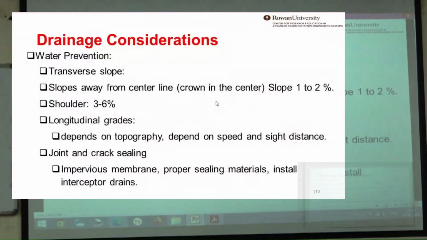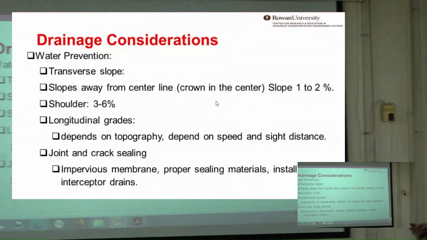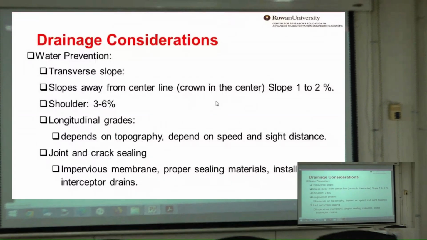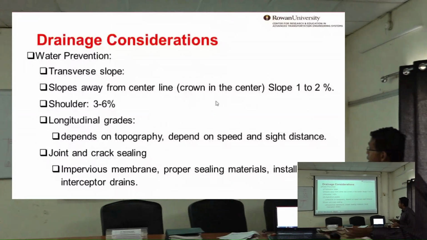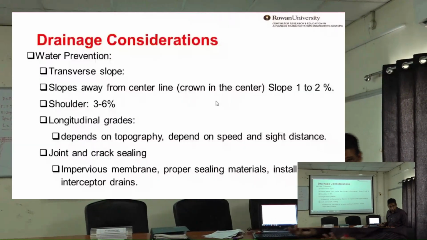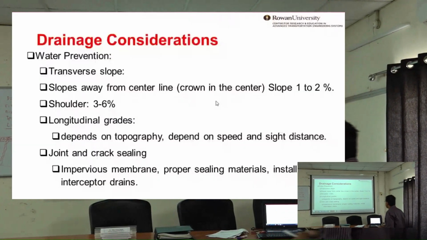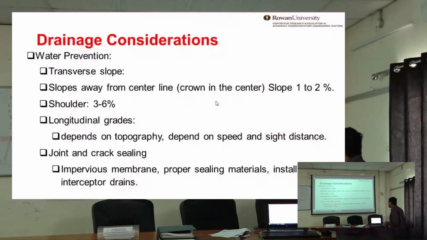All right, what is the transverse flow? You should provide at least 1 to 2%, shoulders 3 to 6%, right? That's the longitudinal grade, of course, depends on the topography. Right here in this area, you have significant grade, right? Depending on the speed and side distance.